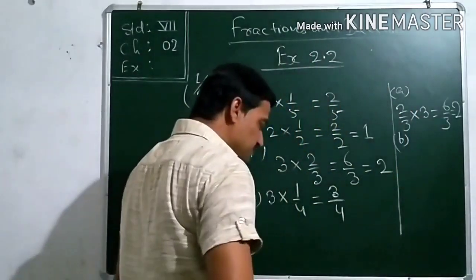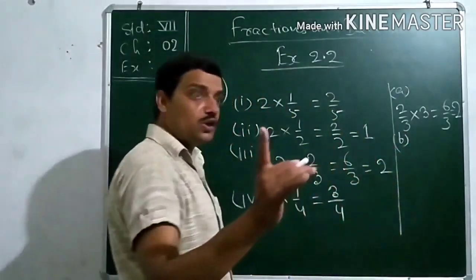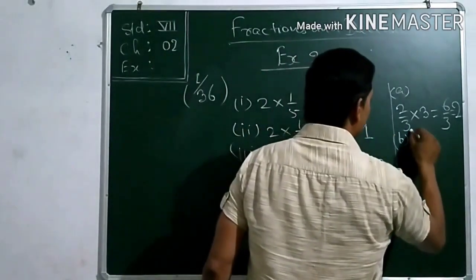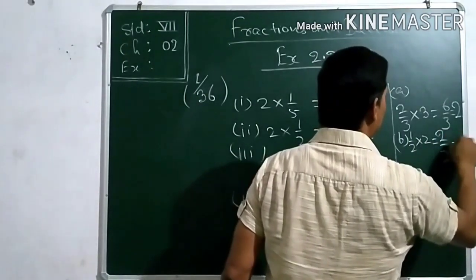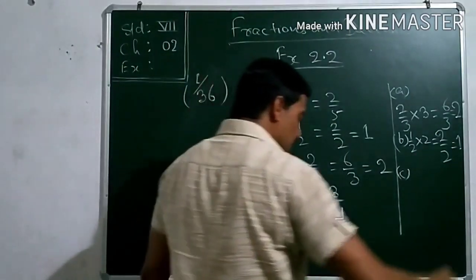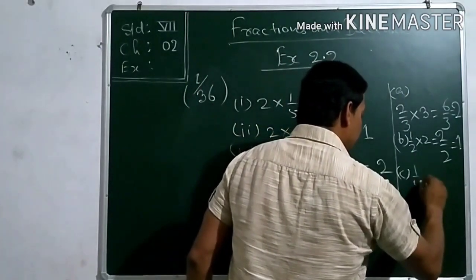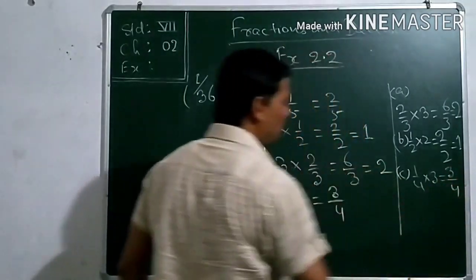B number is 1 by 2 and 2 figures. So 1 by 2 into 2, that is also 2 by 2, equal to 1. In the C number, 1 by 4 into 3, you can write it as 3 by 4.